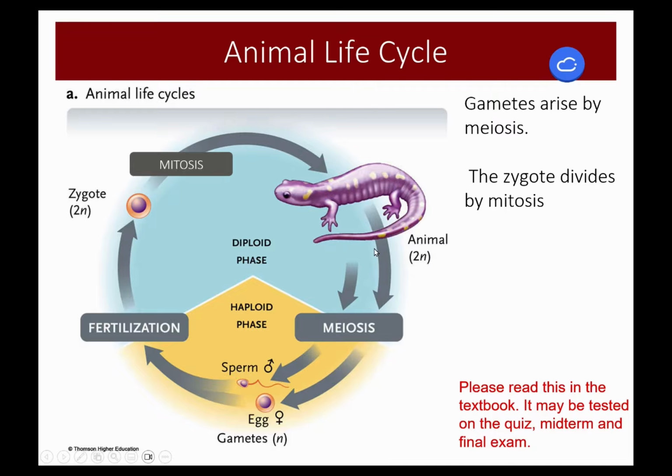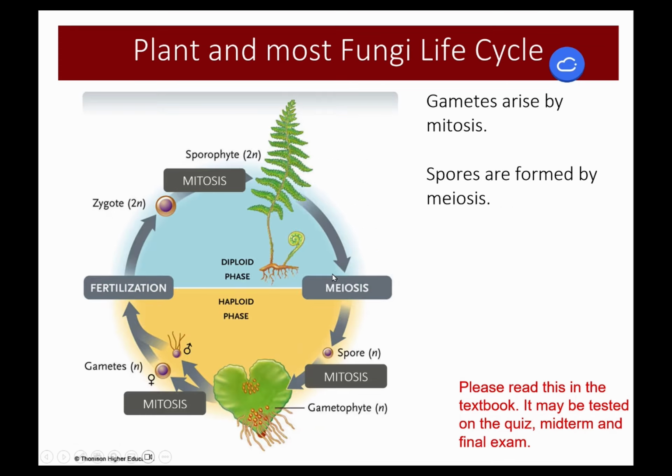So here you have the 2N animal as an example. Meiosis is what produces the gametes. Gametes arise by meiosis, right? The gametes are here, and then fertilization occurs, and then the zygote, which is 2N, divides by mitosis. Okay, so this is the diploid phase, and it has a haploid phase. This may be very intuitive to you, because we've been covering animals and humans. What may not be as intuitive is this one here.